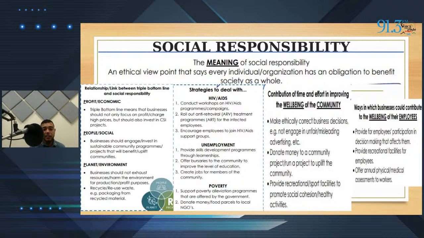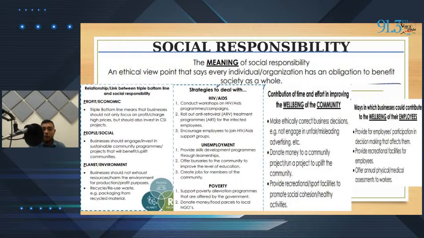Unemployment: provide skills development programs through learnerships, and offer bursaries to the community to improve the level of education. NSFAS is one of those good bursary schemes that hands out bursaries to our local people in our communities. Some businesses do offer these as well. Also, create jobs for members of the community.